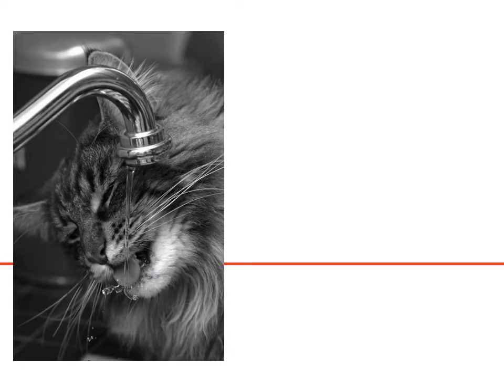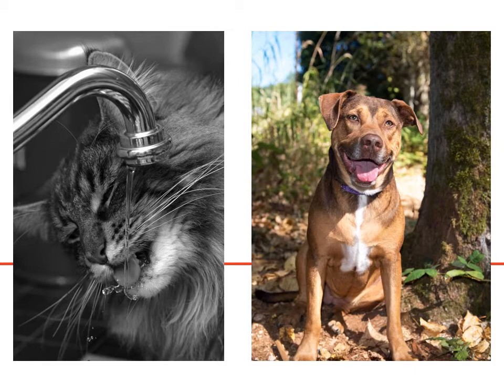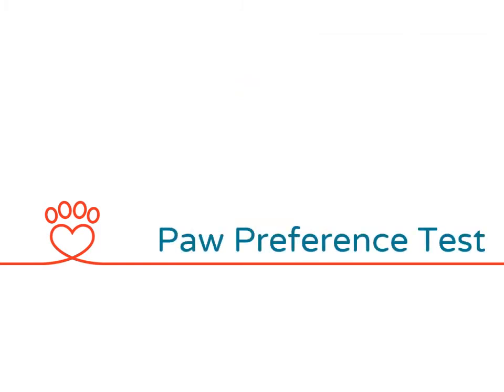We can learn a lot about our animals from watching their everyday movements. Ever wondered why your cat likes drinking out of a faucet? Why does your dog chase his tail? By observing our pets' everyday actions, we can learn new things about animal behavior and our pets themselves. In this video, we are going to show you how to design a humane science experiment and test your pet's paw preference, which is a fancy way of saying which paw does your cat or your dog use the most.